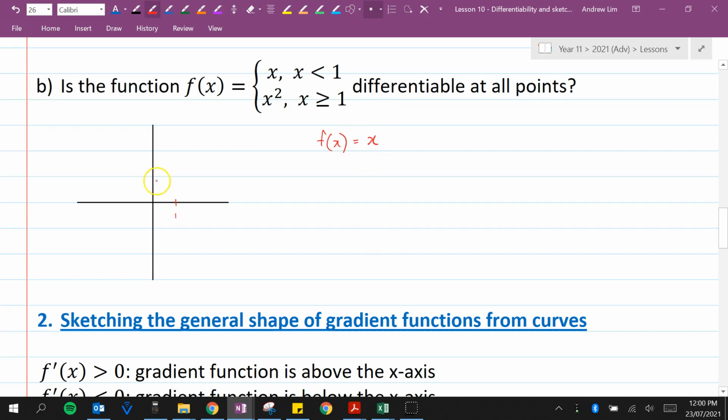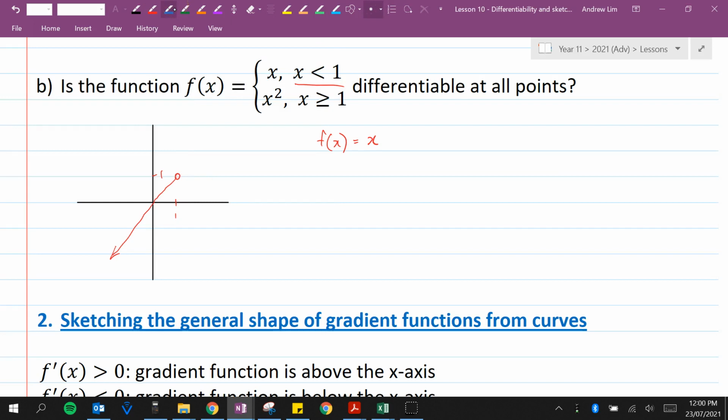Well, when x is 1, y is equal to 1. Let's make this equal to 1. And it's going to have a gradient of 1. Except this is just when x is less than 1. So we don't use a closed circle here, we use an open circle.